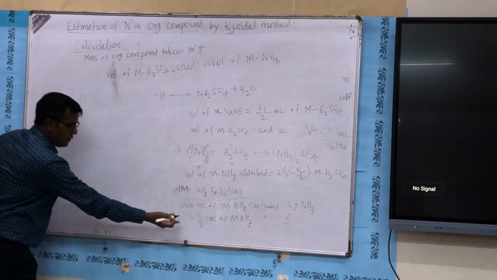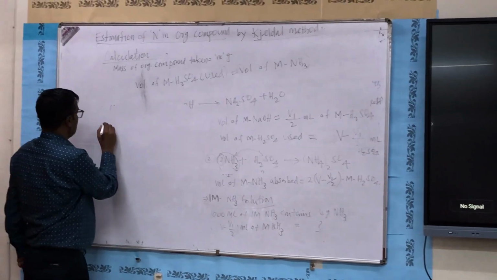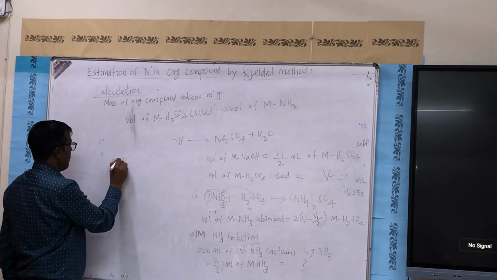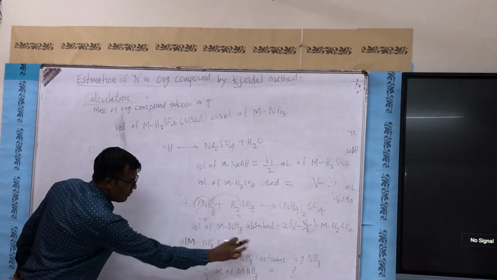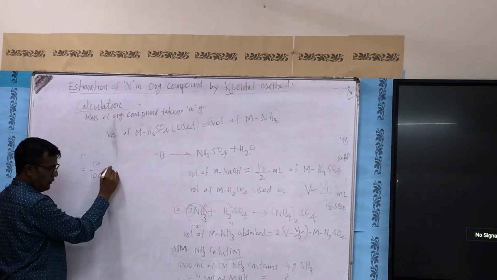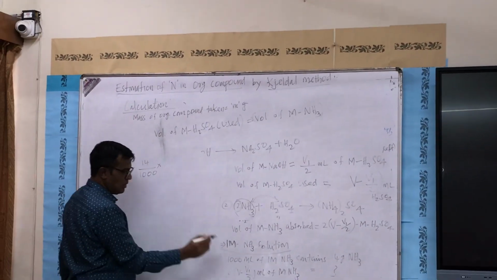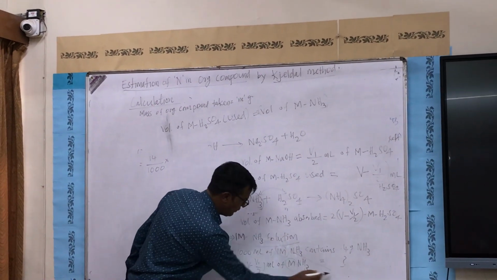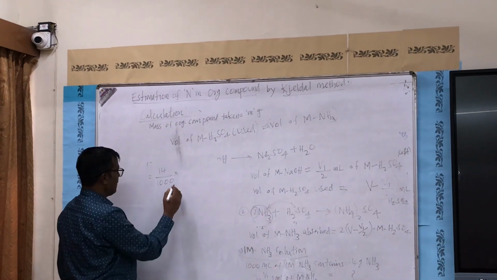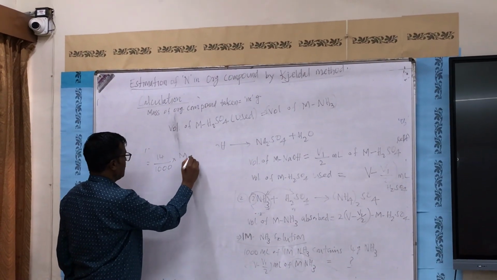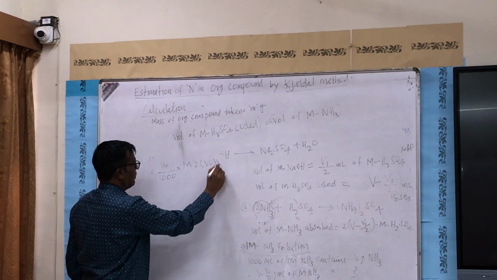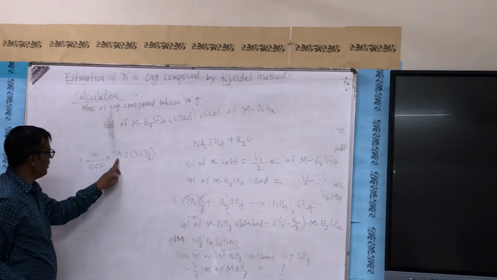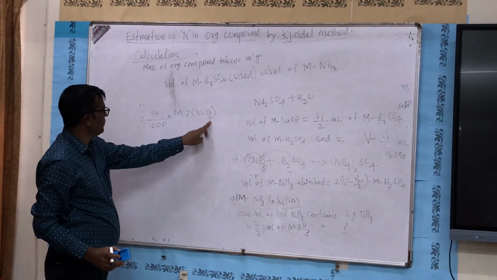For this, if you do it, the answer is: 1000 mL, 14 grams is present. Therefore, cross multiplication. Generally, I used to do calculation like this only. So we are going to get M into 2 into V minus V1 by 2. This is the answer. This much. M into 2 into V minus V1 by 2.